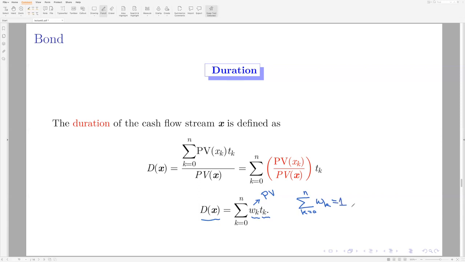And also you can observe that the unit of duration is actually time, because this has the unit of price, and that is divided by another term which has the unit of price. Therefore price gets cancelled, and all these weights are basically dimensionless quantities, and therefore the duration is left only with the unit of time. So this duration gives us a measure of the average time length that the holder of the cash flow has to wait before receiving the cash payment. This is just a rough interpretation of duration.